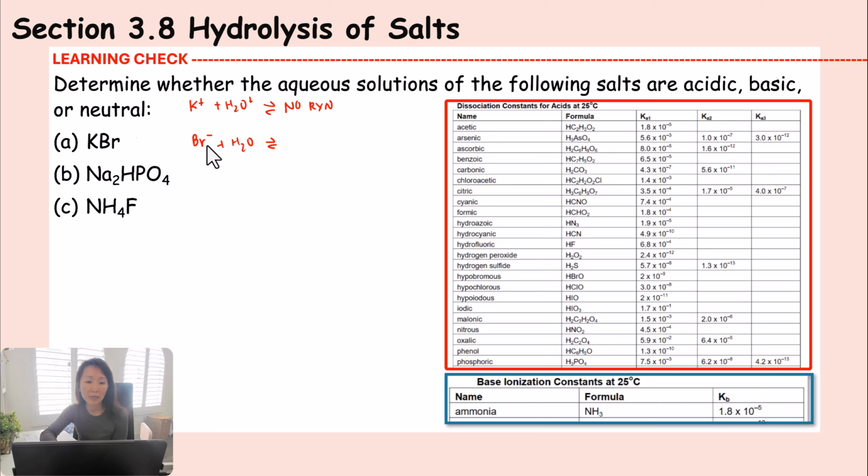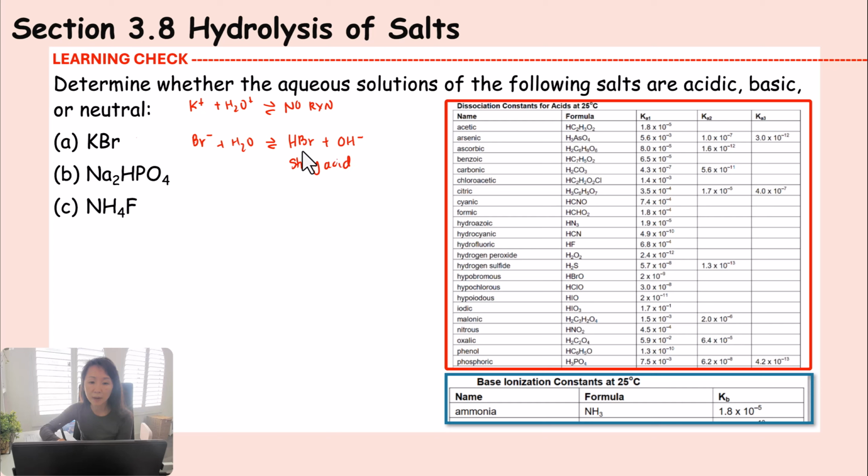For Br minus, is this going to act as an acid? Well, no, because there's no hydrogen to donate. Will it act as a base? Yes, it can. It can take that H and form HBr, and then we form OH minus. But what is the likelihood of that happening? Well, HBr in itself is a very strong acid.